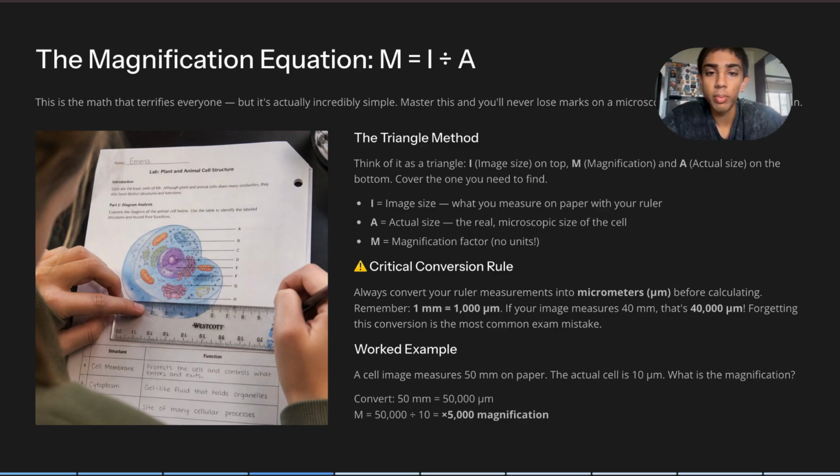But remember, 1 millimeter equals 1000 micrometers. So if your image is 40 millimeters, that's 40,000 micrometers. To calibrate this in the lab, you will use an eyepiece graticule, the tiny ruler built into the lens, and match its divisions against a stage micrometer scale on the slide.